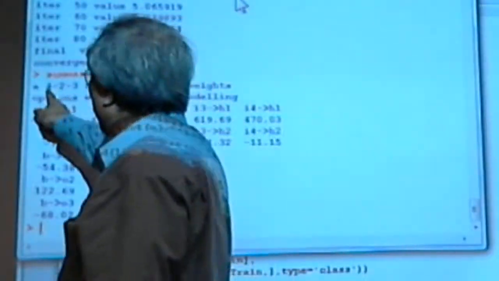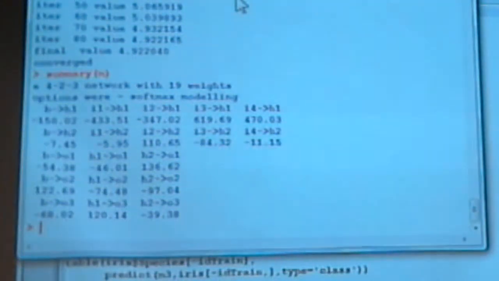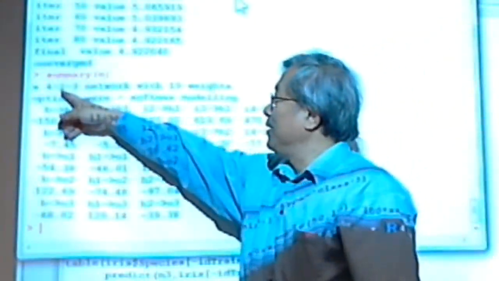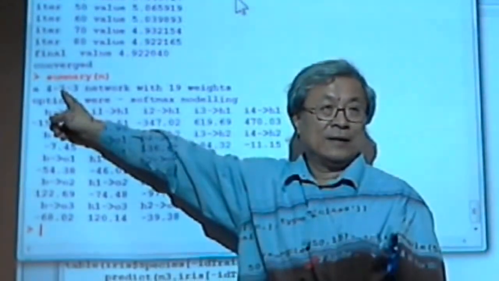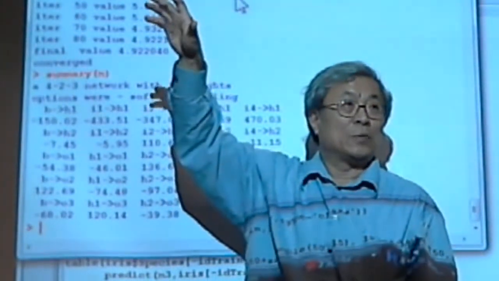This is a 4-2-3 network, a single hidden layer. In the input layer we have 4 neurons, which is no problem because in this iris data we have these 4 variables: sepal length, sepal width, petal length, petal width. So that's why you have 4 neurons, plus 1 for the bias, which is a constant. In the hidden layer you have 2 neurons. And in the output layer, remember this is a 3-class problem, so you have 3 neurons in the output.